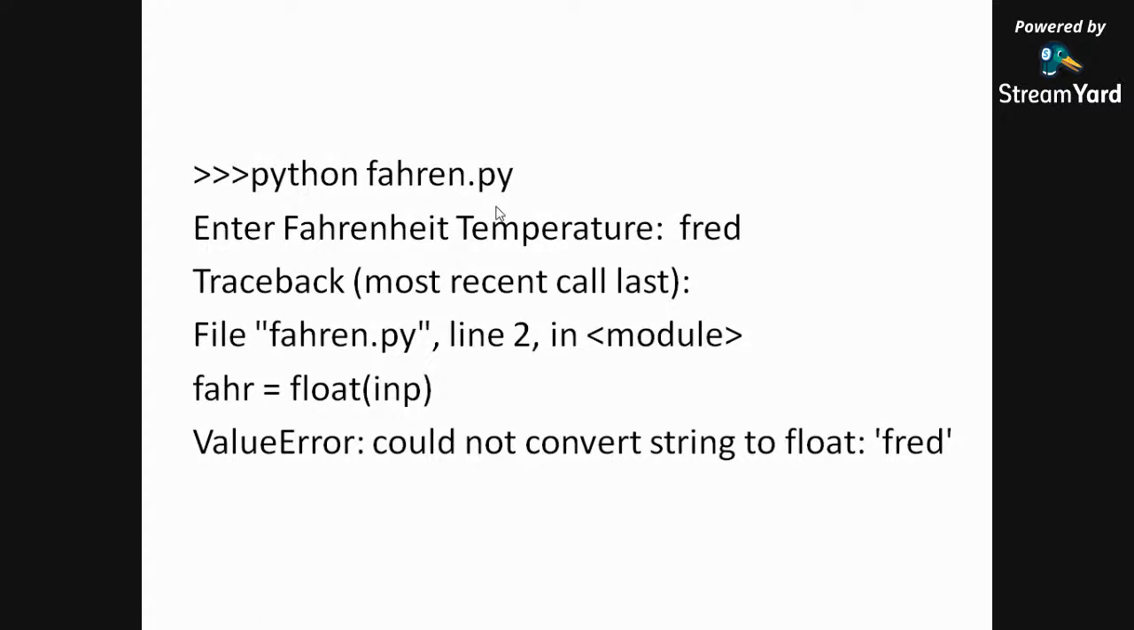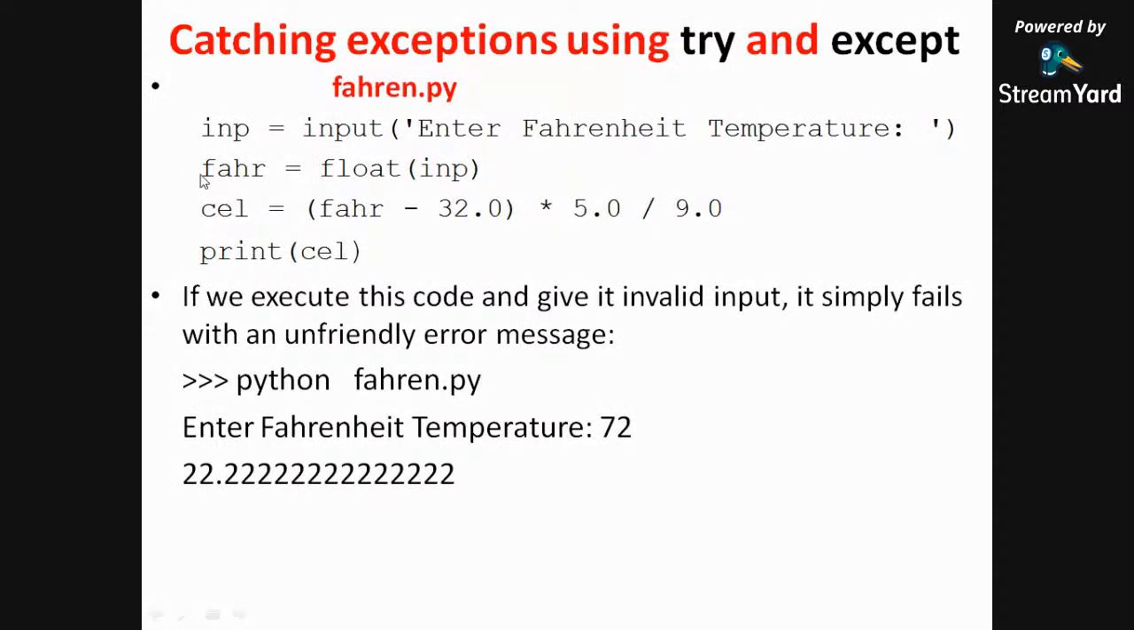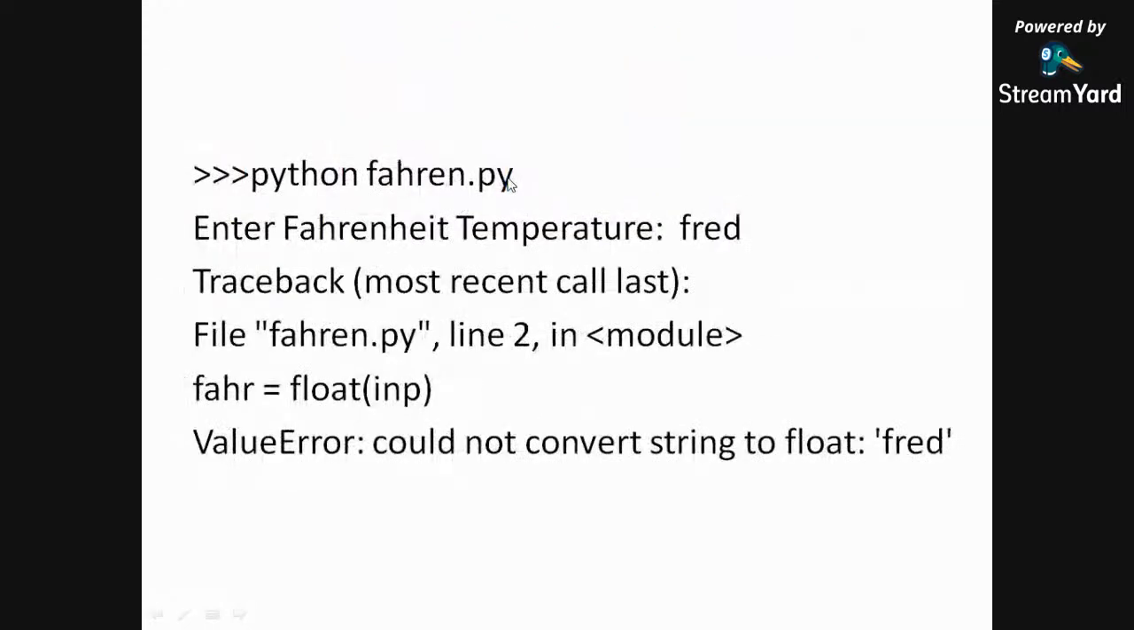Sometimes there may be some crazy users. If you ask the user to enter a Fahrenheit temperature and deliberately he enters his name, something like Fred, the name is a string here. This Fred is a string, and you cannot convert this string into a floating point value. That means your program fails at the second statement. That's why you can see ValueError: could not convert string to float.